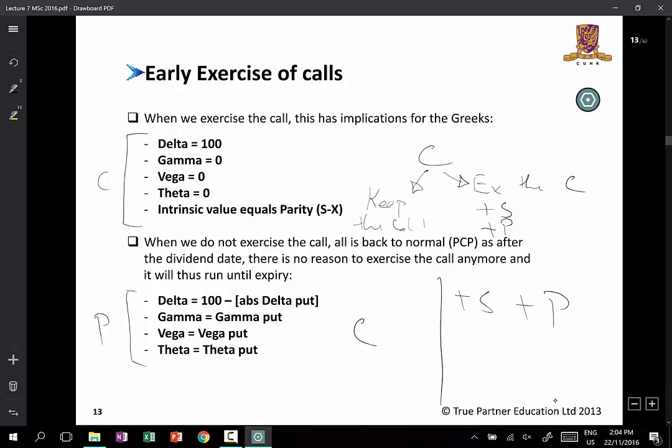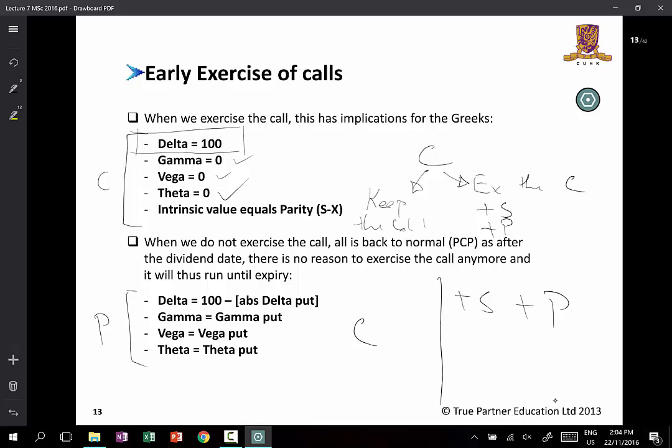Now if you have a call option, the moment you exercise it, it becomes a long stock position. A long stock position does not have any gamma, does not have any vega, does not have any theta. So your delta is what's sometimes called delta 1. You are just taking the risk of the stock.